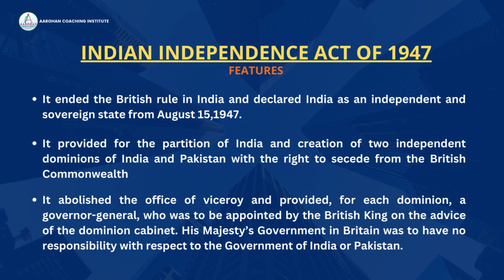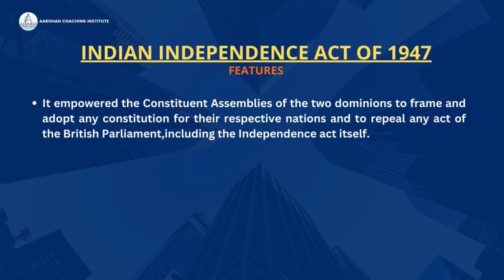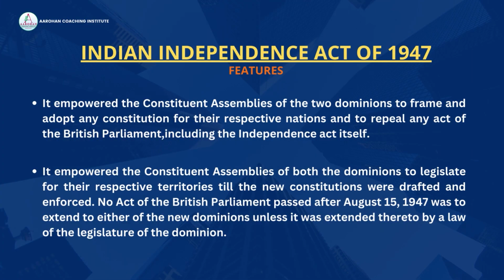His Majesty's government in Britain was to have no responsibility with respect to the government of India or Pakistan. It empowered the constituent assemblies of the two dominions to frame and adopt any constitution for their respective nations and to repeal any act of the British Parliament, including the Independence Act itself. It empowered the constituent assemblies of both the dominions to legislate for their respective territories till the new constitutions were drafted and enforced. No act of the British Parliament passed after 15th August 1947 was to extend to either of the new dominions unless it was extended thereto by a law of the legislature of the dominion.